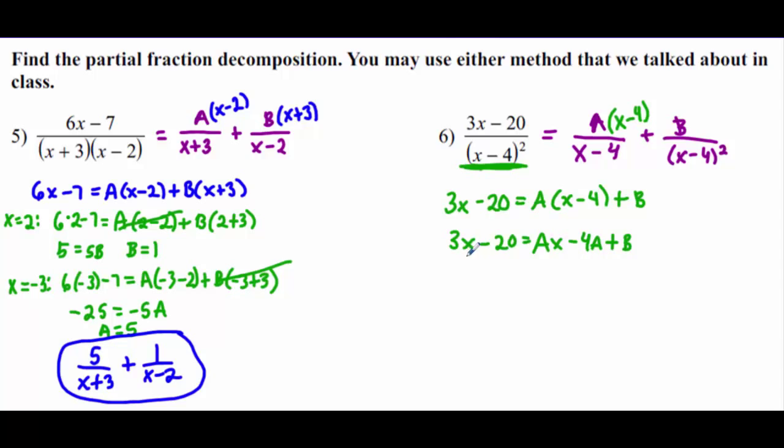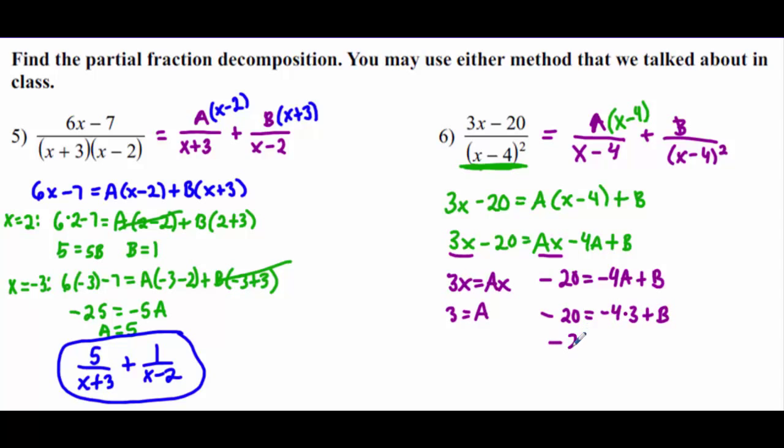So then what I want to do is match up x's from the left and x's from the right. Because if 3x has to equal ax, that means that 3 has to equal a. There's no other number I can put in for a that will give me a 3x. And then I can do negative 20 equals negative 4a plus b, because neither of those have an x. And so they are ending up as regular numbers that add together to get negative 20. So we're going to do negative 20 equals negative 4 times 3 plus b, which gives us negative 20 equals negative 12 plus b, which gives us negative 8.